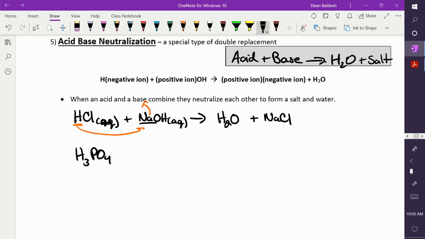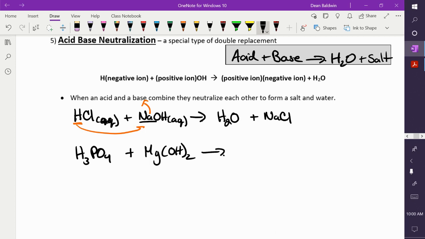So H3PO4. Does anybody know what that acid's called? You might have to look on your data package. Phosphoric acid. That's phosphoric acid. The base will be Mg(OH)2, magnesium hydroxide. So as soon as you recognize it's an acid-base neutralization, you know one of the products is always water, plus, what? Where does this magnesium go? It has to come over here, right? And kick out the hydrogen.